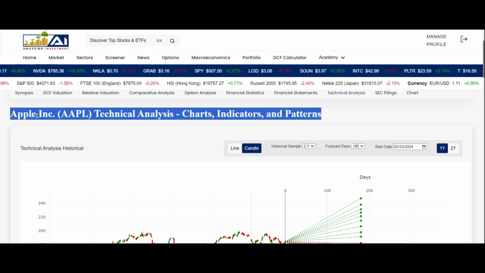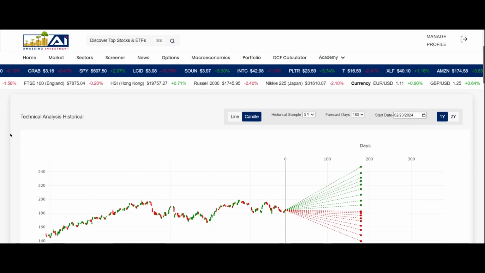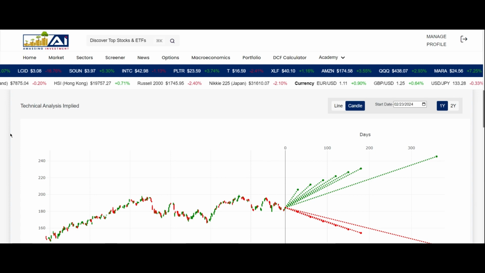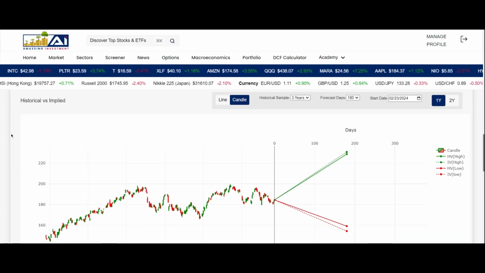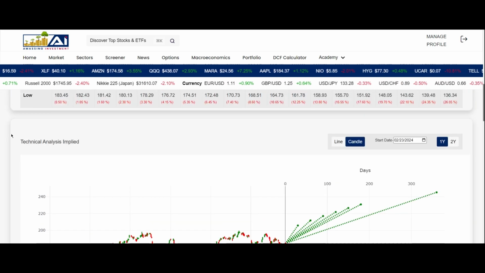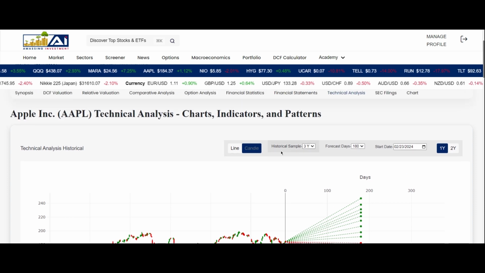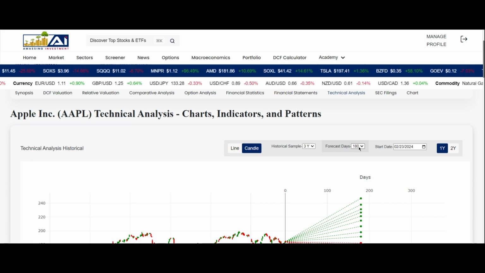It features three sections: technical analysis historical, technical analysis implied, and historical versus implied. Starting with the first one, begin by selecting the amount of historical data to base your future predictions on, then choose the forecast period and your start date. This generates a forecasted chart and table.